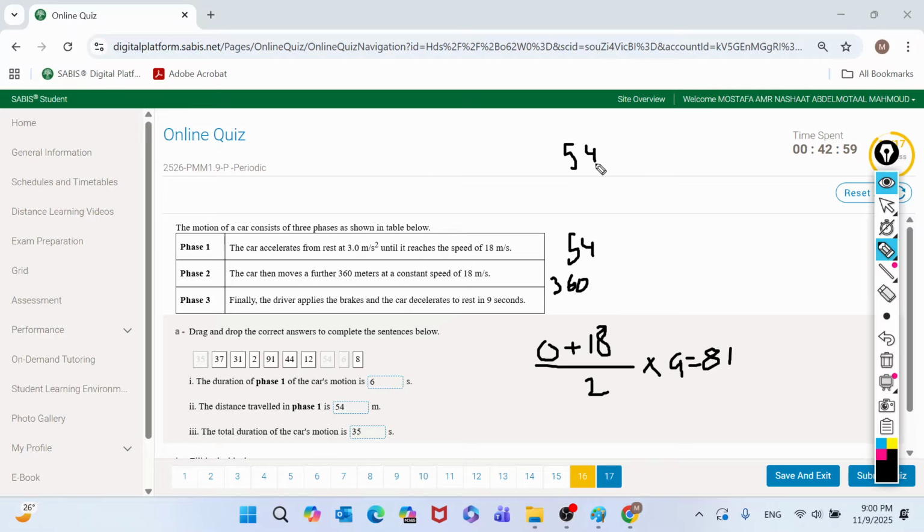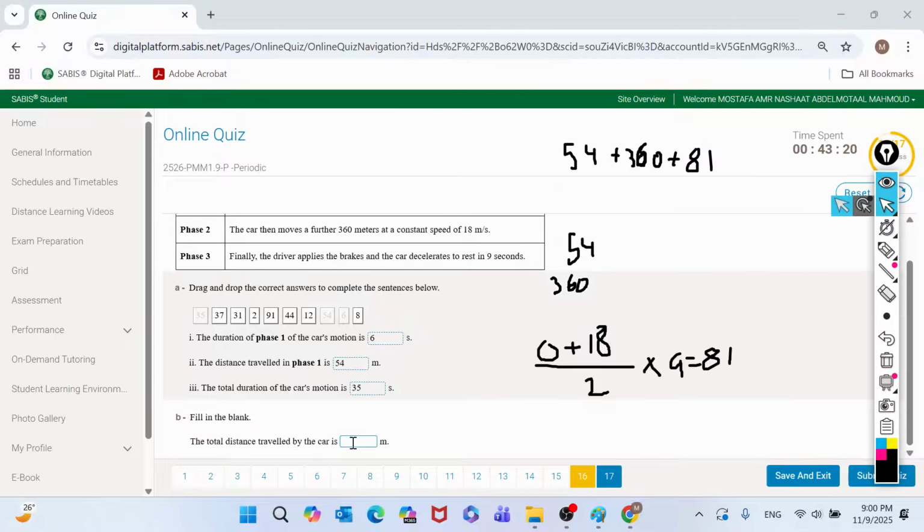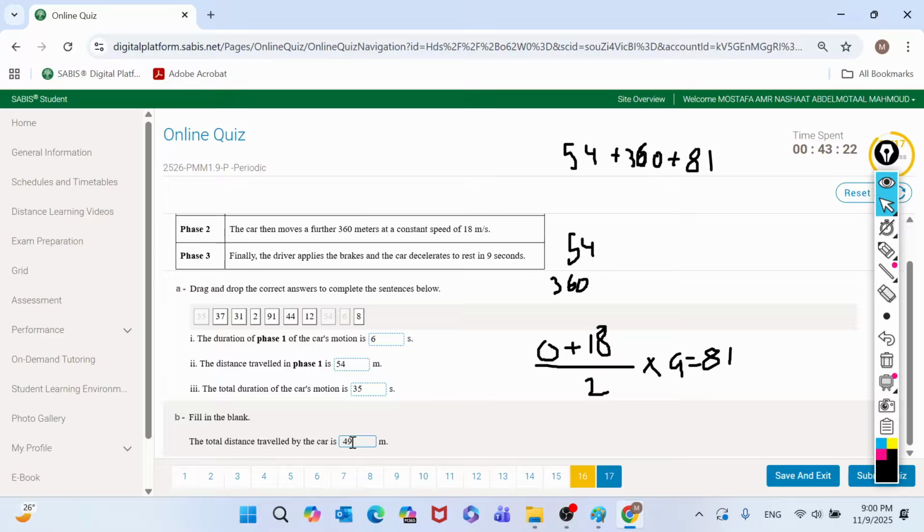So 54 plus 360 plus 81. Wait, give me 2 seconds, I'll do it on the calc. 54 plus 360 plus 81 is 495. So the answer is 495.